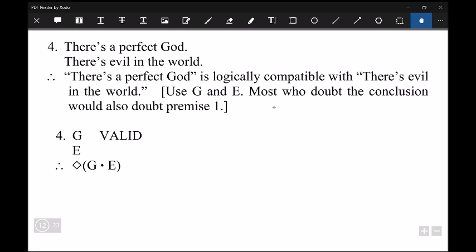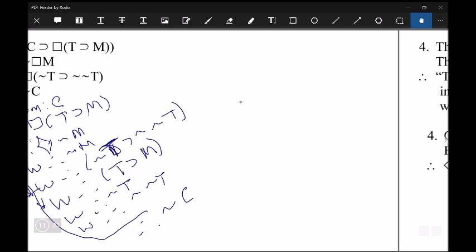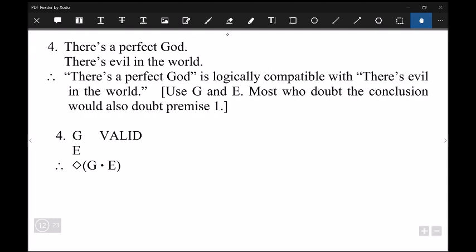This was John Mackie, and there was quite a debate about that. This is an argument against Mackie, saying that they are compatible, but it's not a very strong argument. It starts by saying there's a perfect God, there's evil in the world, therefore the two are logically compatible with each other. Okay, kind of a very simple argument. I think it is valid. We'll prove that. I think the premises are true. Mackie would probably disagree, but I think it's a lousy argument.